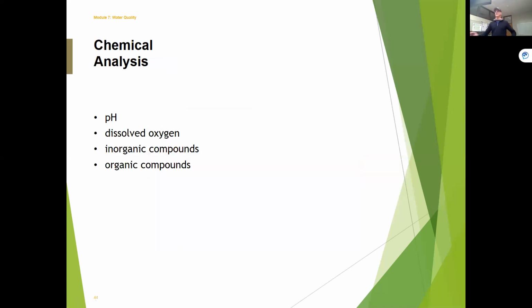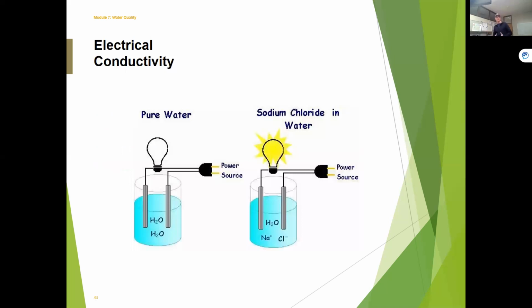Those are the physical ones. Again, none of those things are going to hurt you. None of those things are going to harm you. They don't cause you any grief. They do change how we have to add chemicals, the amount of chemicals we do have to add, and the treatment process that we need to choose, right?